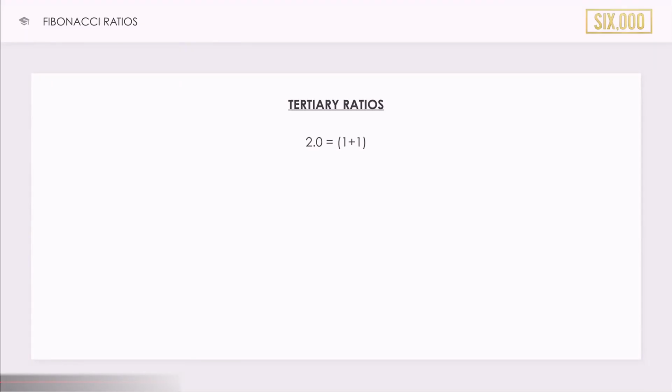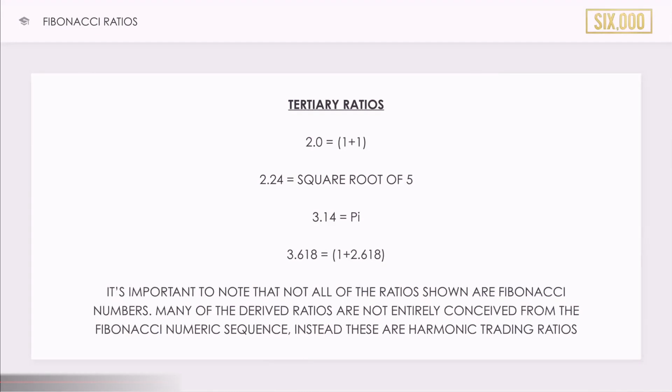2.0 equals 1 plus 1, the first two numbers in the Fibonacci numeric sequence. There's also other ways that we can calculate 2.0 as well. 2.24, the square root of 5. Now, that's not a topic I'm going to get into today. It has no relevance to trading, I feel, but I'm just displaying the calculation. 3.14 is, of course, pi. If you've done basic mathematics, you'll understand what pi is. 3.618 equals 1 plus 2.618.